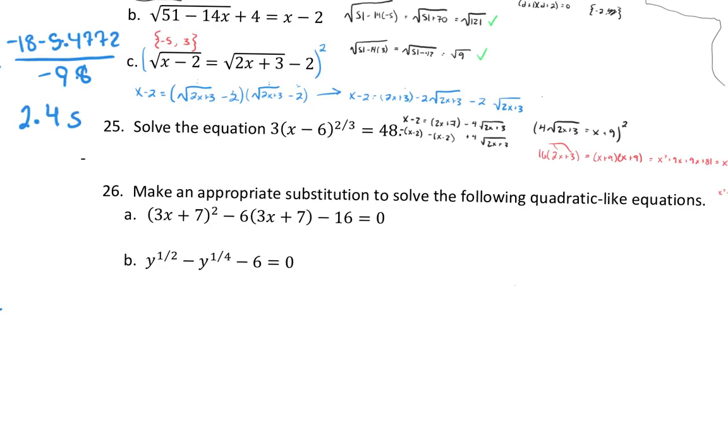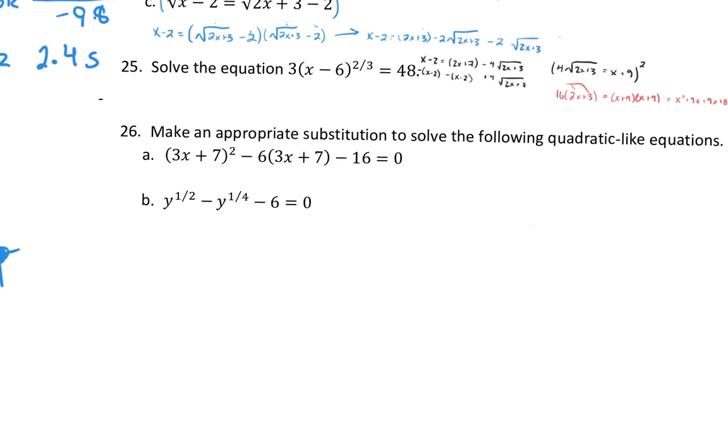Okay, so now for problem 26a, we want to make an appropriate substitution to solve the following quadratic-like equations. So I guess the substitution I'm going to make for this one is, let's sub out this 3x plus 7. Just say u equals 3x plus 7. How does that impact our formula? This is going to become a u squared. This is going to become u. So we'll have u squared minus 6u minus 16 is equal to 0.